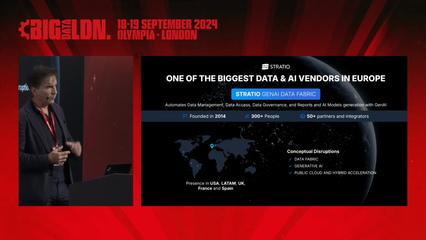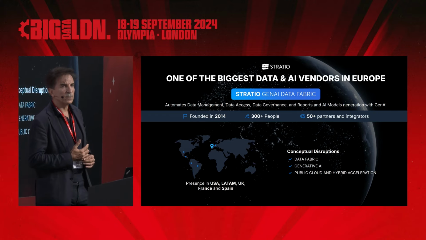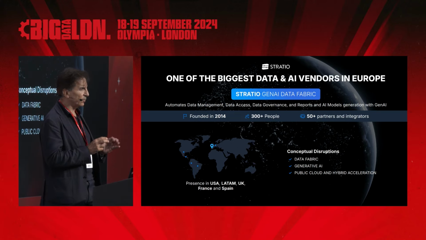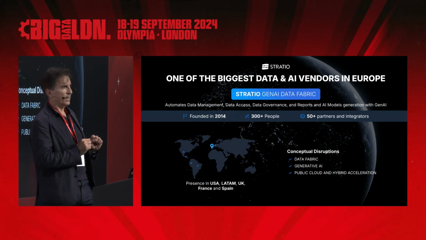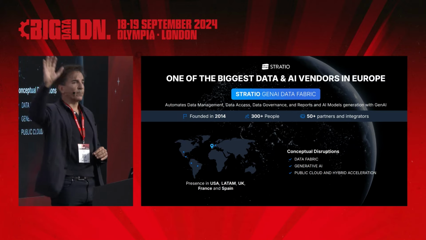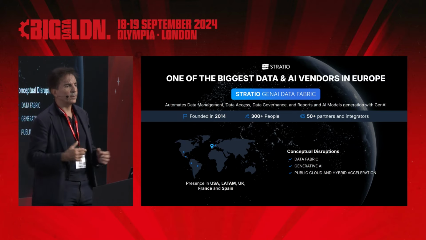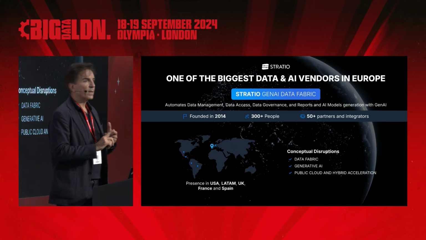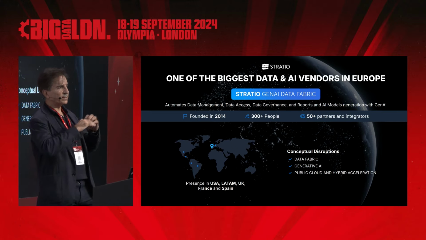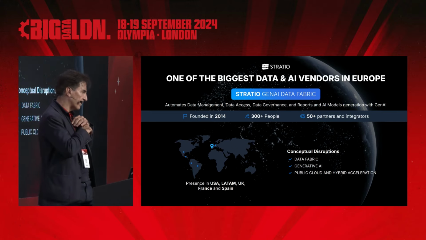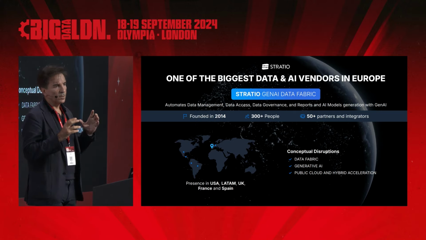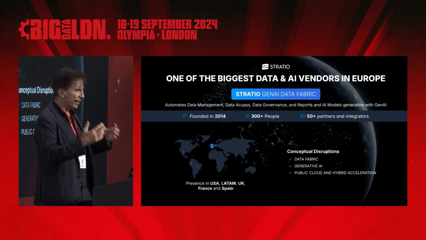Stratio is a company that we founded 10 years ago because our vision was that managing data with people was super difficult, and it was going to be impossible. So we are happy that right now this is true. Why? Because data has grown exponentially. We have more data than ever. We are now managing not only structured data, but also images, natural language.